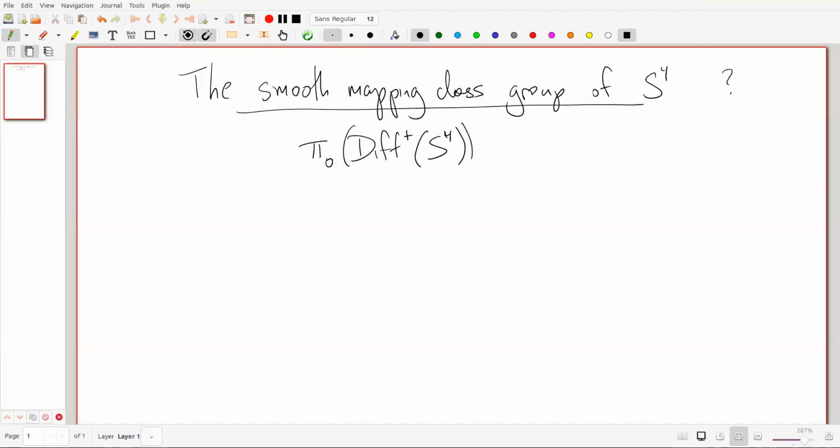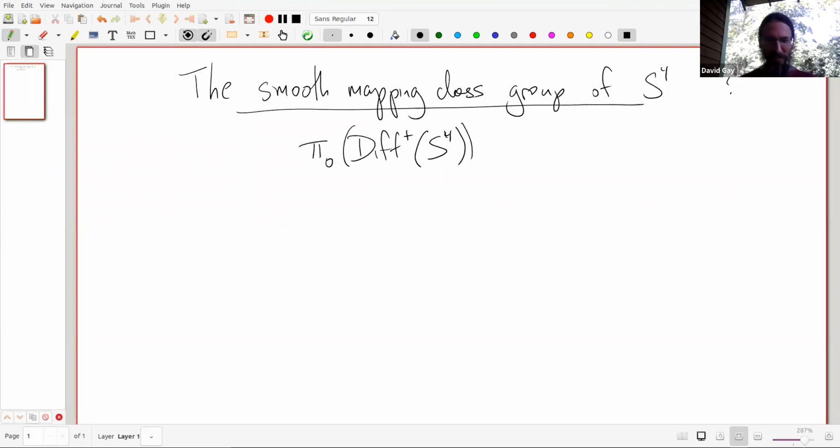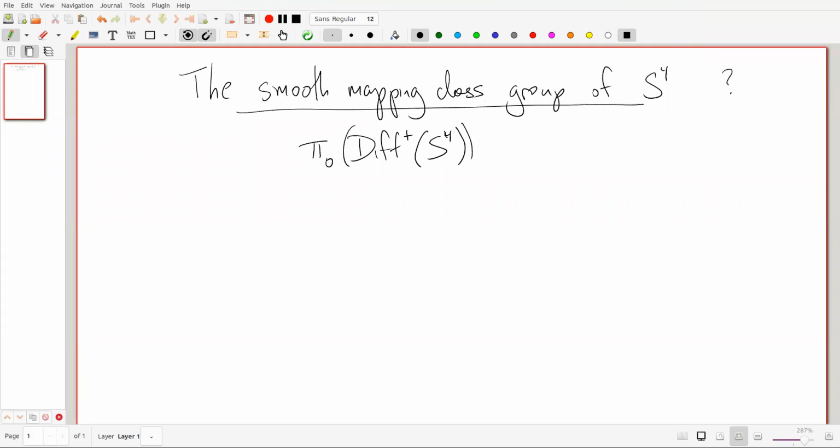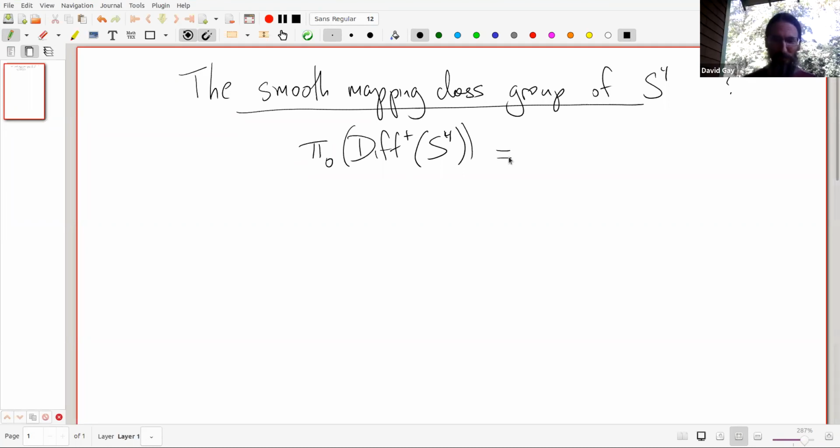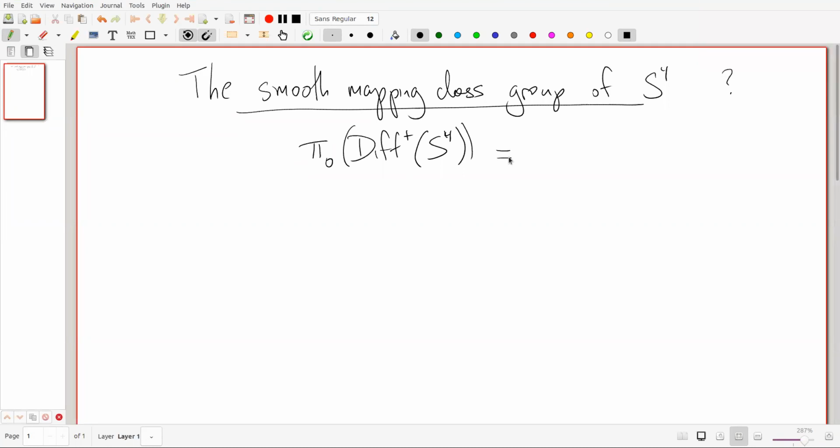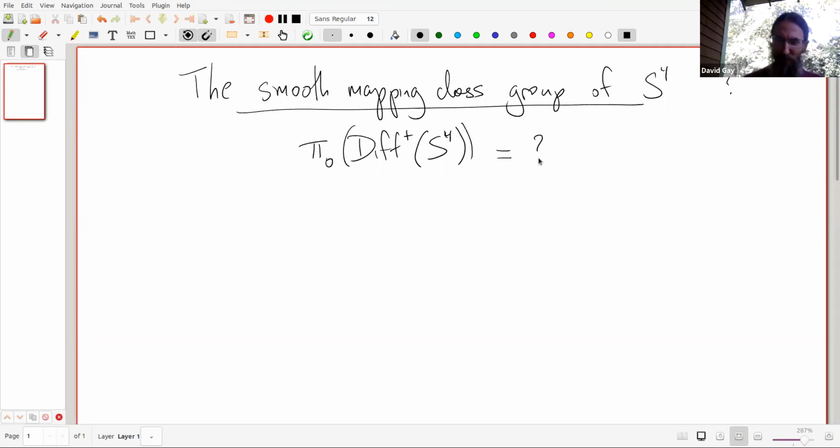Okay, so this is my report on my investigations of π0 Diff+ of S4, which we don't know much about. There is a paper by Bulut that, if it's correct, claims it's not trivial, showing one non-trivial element in it, but there's some question about whether it's correct; I haven't looked at it carefully. If we have π0 of homeomorphisms, that's trivial by the Alexander trick. This paper is about trying to relate it to some other groups and also give some explicit generators for at least a geometrically meaningful subgroup of it. That's what this talk is about.